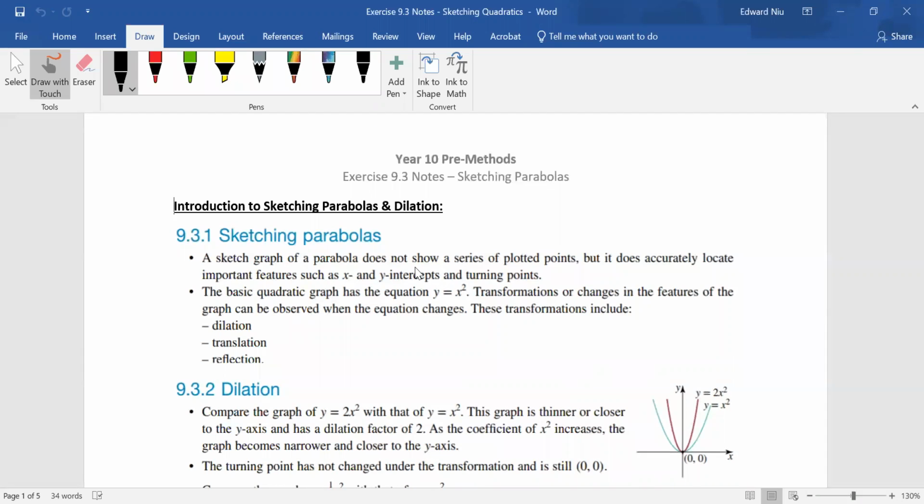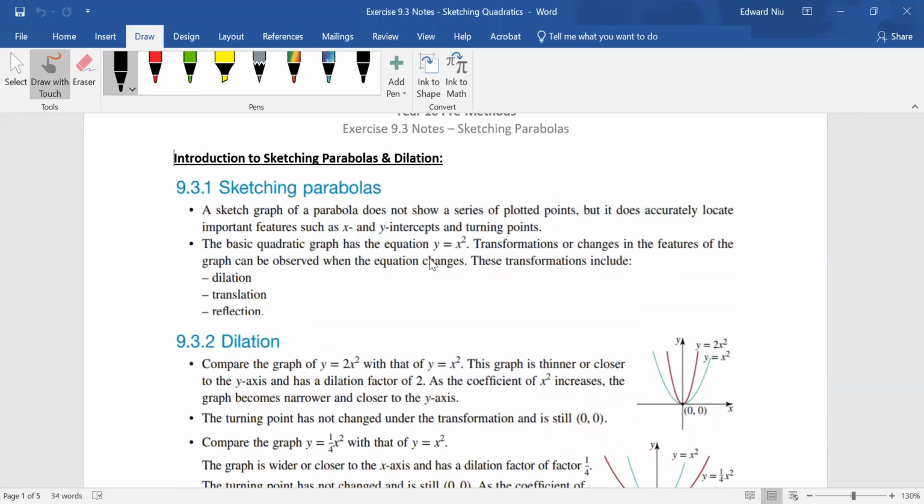Now with a parabola, all we need to identify are the key features such as the X and Y intercepts and the turning point. Now, sometimes you might not have X and Y intercepts, okay? It might just be floating in one of the quadrants, but it'll always have a turning point. Otherwise, it won't be a parabola, okay? It'll just be a linear line.